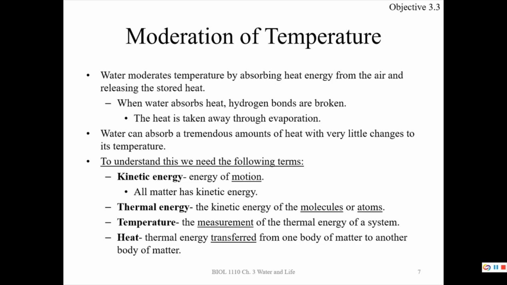Temperature is a measurement of thermal energy. Thermal energy is the kinetic energy of the molecules and atoms, and kinetic energy is energy of movement. So we're measuring how fast molecules are moving.